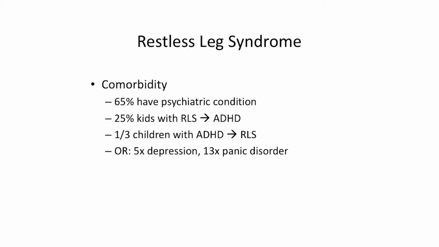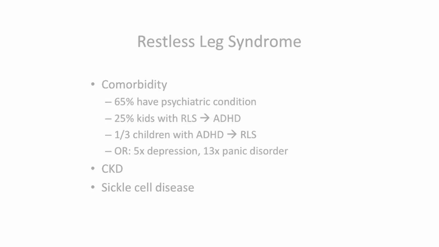Kids with RLS are 5 times more likely to be depressed and 13 times more likely to be anxious. There is high prevalence in chronic kidney disease and sickle cell, and the reason is the same, relative iron deficiency. So we have covered one of 6 sleep-related movement disorders. Moving on to the next one, let me play this video for you.